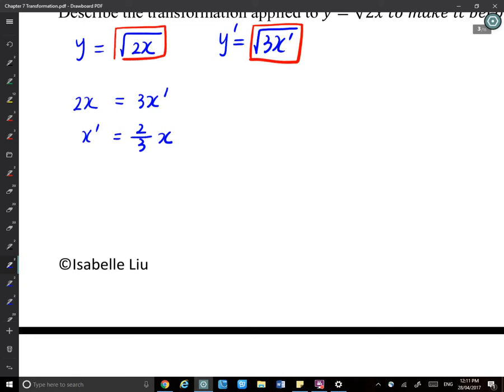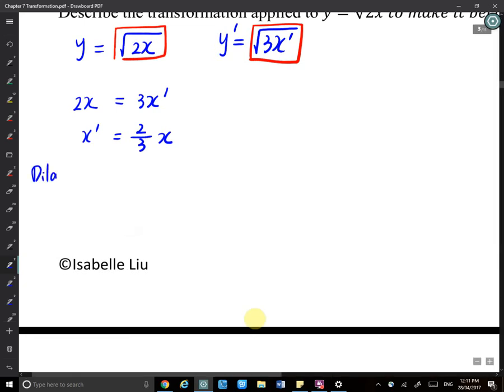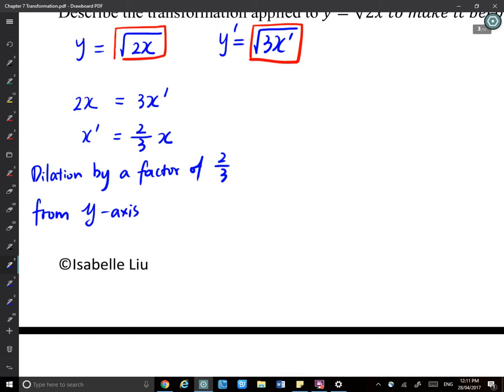It's a dilation by a factor of 2 on 3 from which axis? From the y-axis. Because it's changing the x value, then it must be from the y-axis, in this direction. So it's dilated by a factor of 2 on 3 from the y-axis.